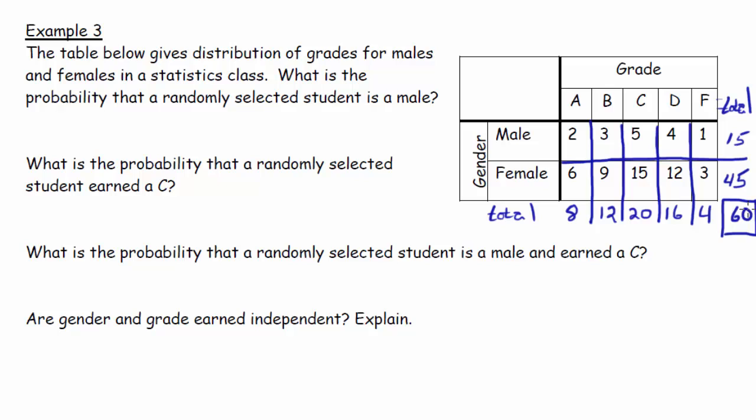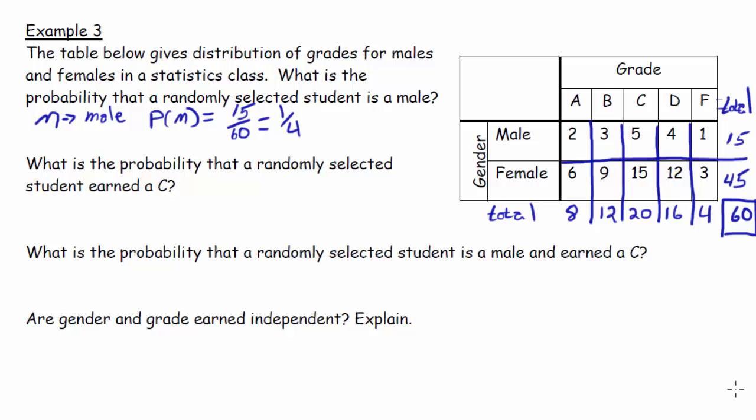So what's the probability that someone is male? Well, I'm going to denote M as the event that we select a male. So the probability that a randomly selected student is male, well, there are a total of 15 males out of 60 students. So that would be 1/4.